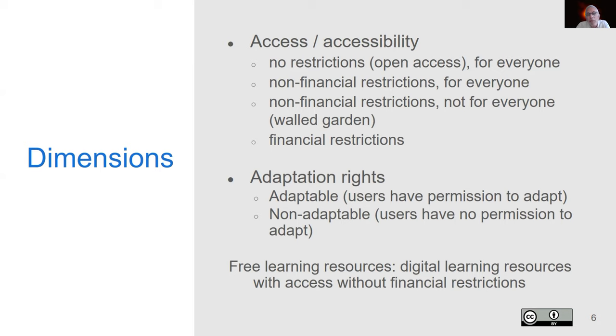The other dimension is the adaptation rights. Adaptation rights, well, with two things. Resources can be either adaptable or non-adaptable. Adaptable means users have permissions, and non-adaptable means users have no permissions to adapt the resources. And there's also the term free learning resources, and those are digital learning resources where there are no financial restrictions to access them.